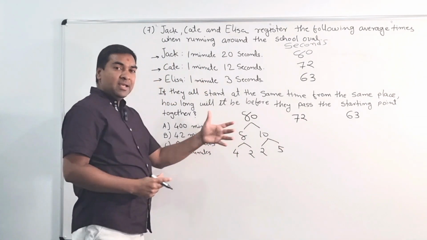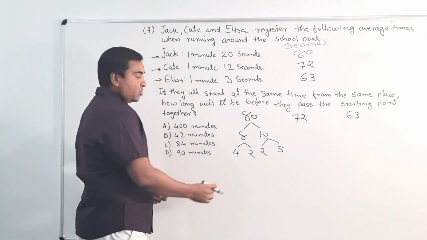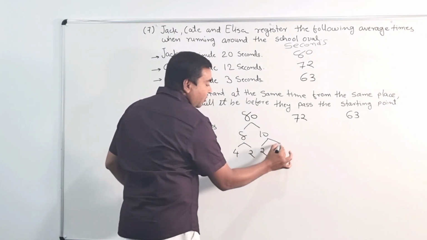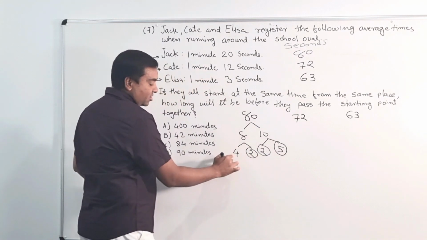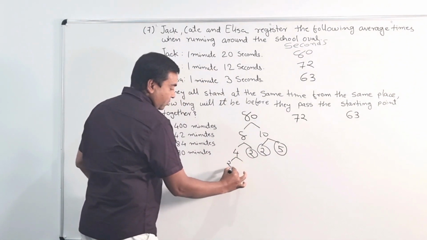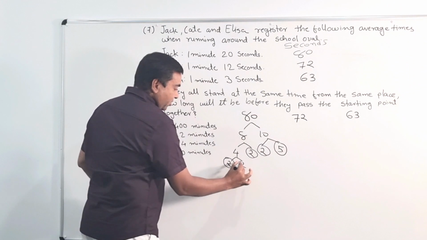So I'm just making a prime number 3. So now this cannot go any further, so I'm going to just make a circle. That's done. That is also done. That is also done. 4 I can still further bifurcate into 2 times 2. So that is done as well.